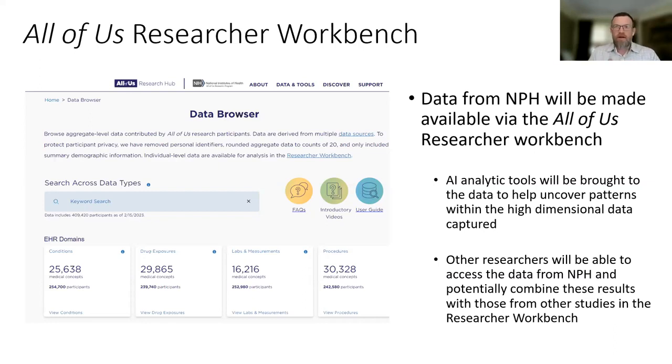I should have mentioned previously that all the participants in NPH are going to be currently enrolled in All of Us. And so this is a subset of the All of Us participants, which means that all the data that we collect in our NPH initiative will have the ability to combine with the participants' other data collected from other facets of All of Us. Next slide.